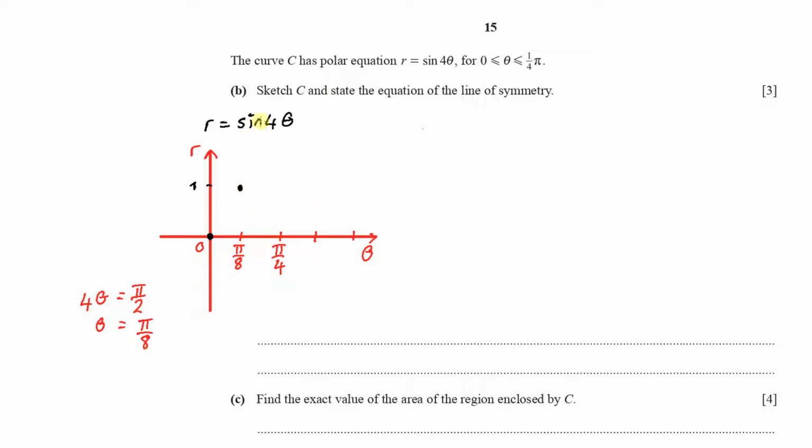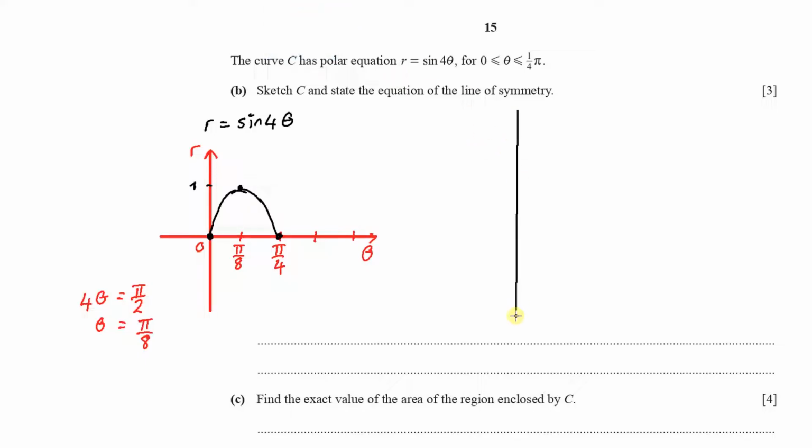And then when theta is equal to pi over 4, it means that we'll be having r is equal to sine of 4 of pi over 4, which is sine of pi, which is 0. So it means that at pi over 4, r is 0. So we can have our sketch like this. Not perfect, but that's basically the Cartesian graph for r is equal to sine 4 theta. So we're going to translate this now to the polar graph.